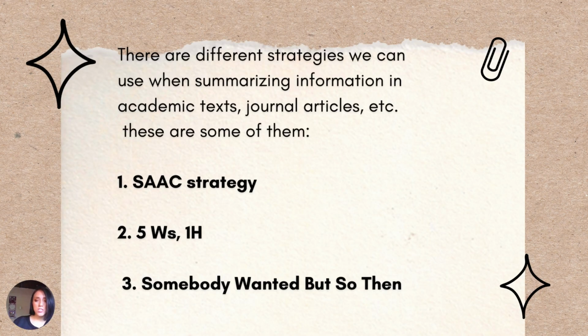There are different strategies we can use to summarize information, mostly in genre titles, stories, books, etc. But for me, the three I have picked I think are easier to use, not difficult, and not complex. So the first one is the SAAC strategy. The second is the 5W and 1H, and the third is Somebody Wanted But So Then. So let's know more about the first one.